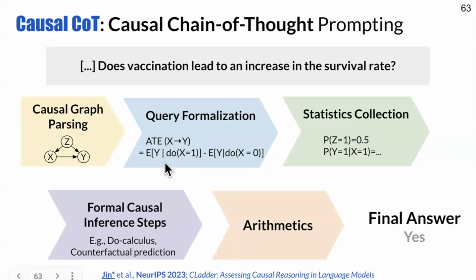Then it can be represented in a statistical formula, like we want to check the expected value of Y, given that we perform this do intervention on the X variable, like vaccinated or not, and check the survival rate difference. Then there is statistics collection.